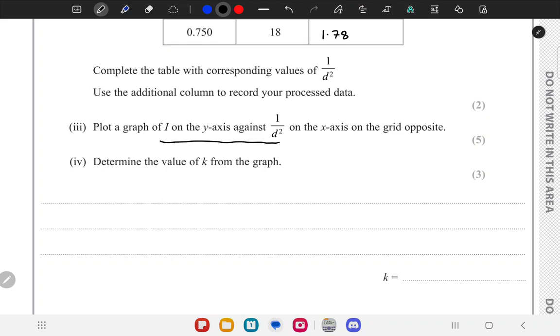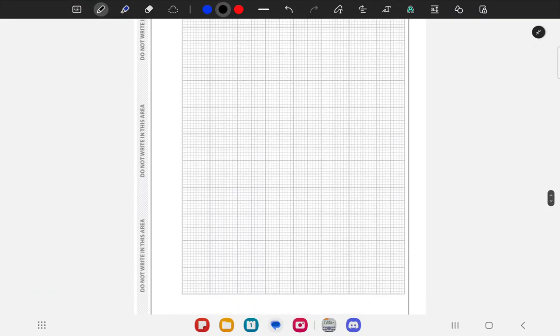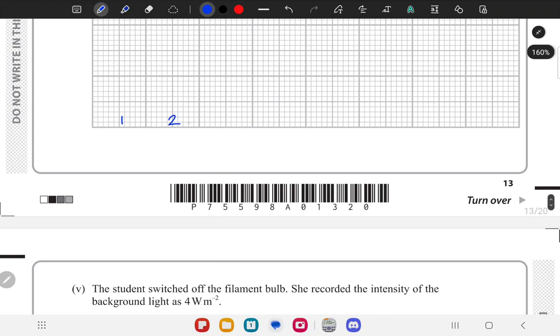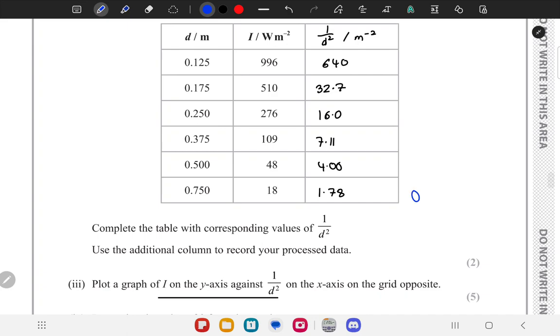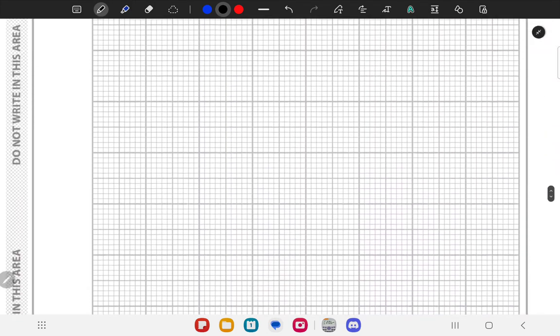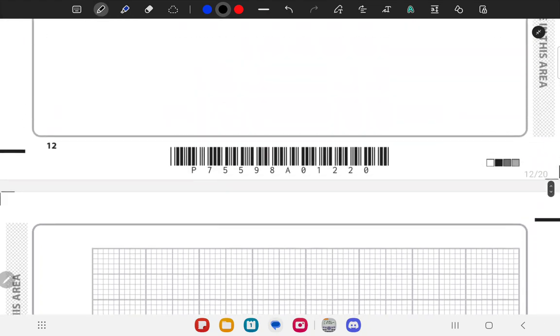Now we have to plot a graph of y against 1 by d square on the x-axis over here. Okay, so in the x-axis we have 1, 2, 3, 4, 5, 6, 7, 8 boxes, and the values we have to fit go from 1.78, so I'll just start from 0 and go up to 64.0. So we have 8 boxes and we have to fit 64 over here. So 64 by 8 is 8. So if we take each box to be 8, we'll get up to there.